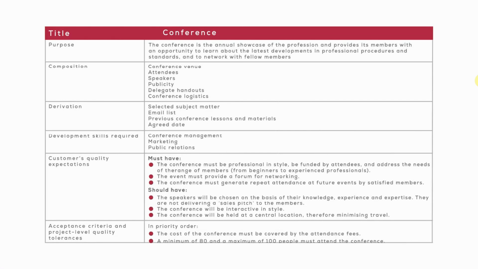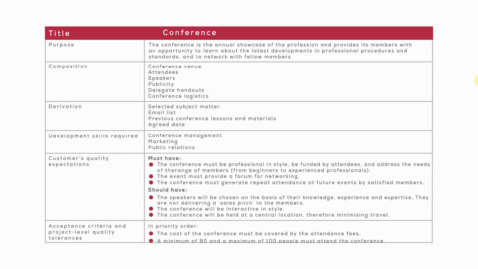Okay, so this then is the project product description for this conference. I'm not going to go through the entire thing. Spend some time, if you can, going through it, but let's just point out some of the key important things. You remember the composition field of the project product description. That describes the major products that the project will deliver. Those are the parts of the project's product. So it told us there we've got a conference venue, the booked venue, we've got the attendees, we've got the speakers, publicity arrangements, delegate handouts, conference logistics, and so on. So those are the major products to be delivered by the project.